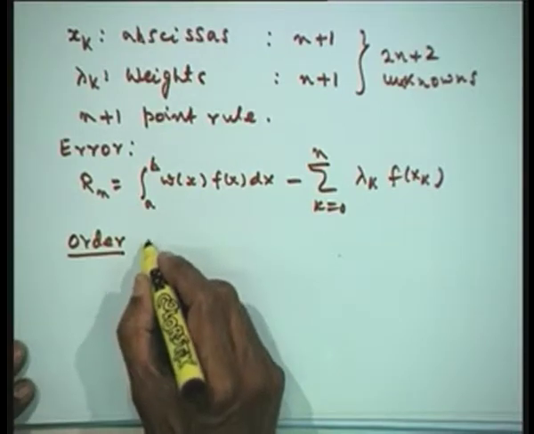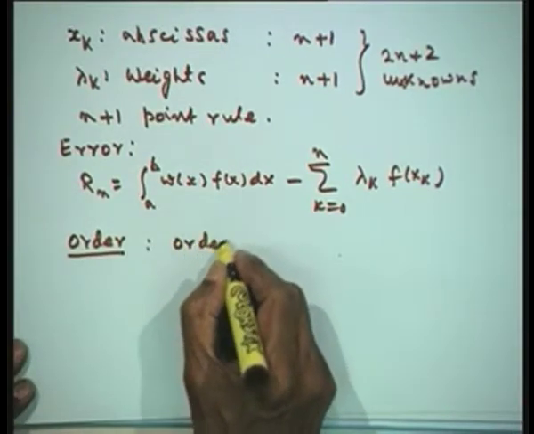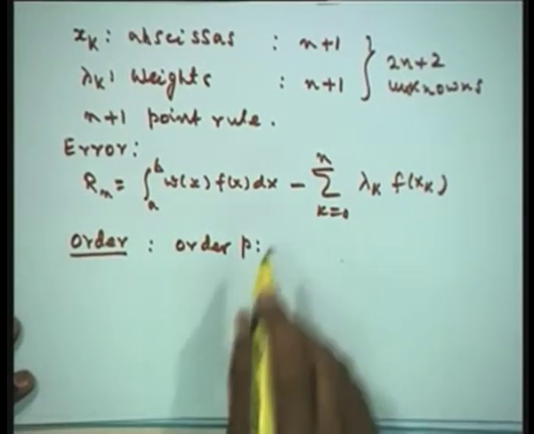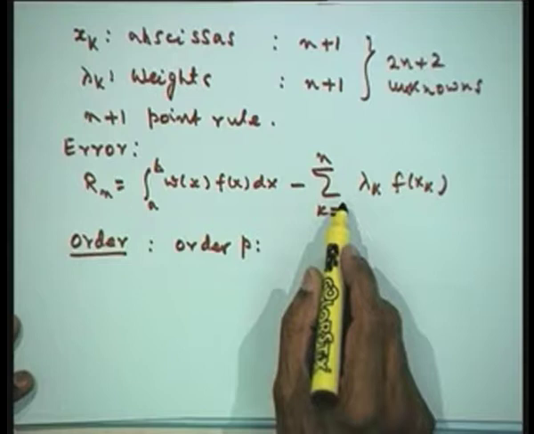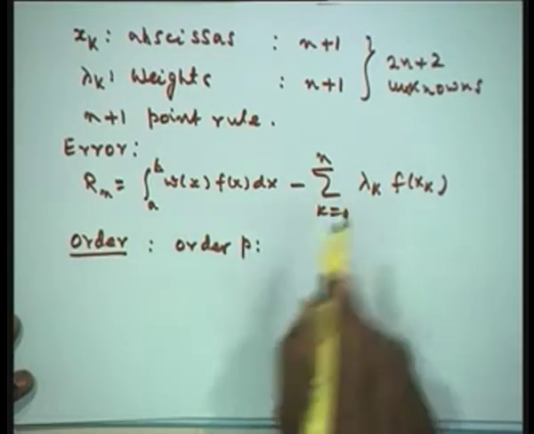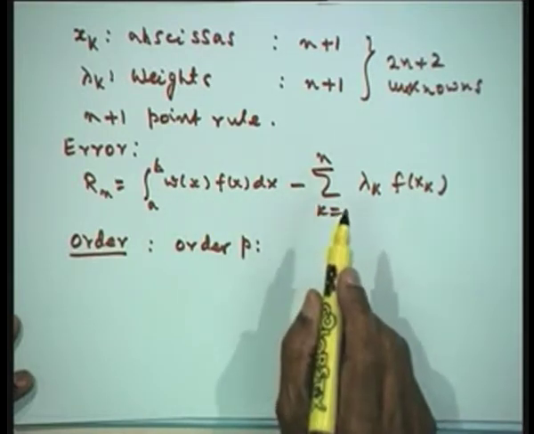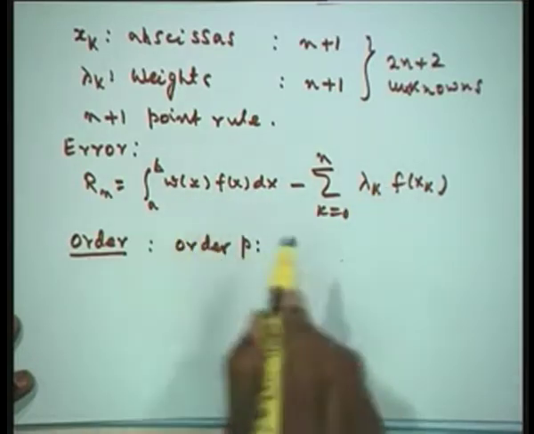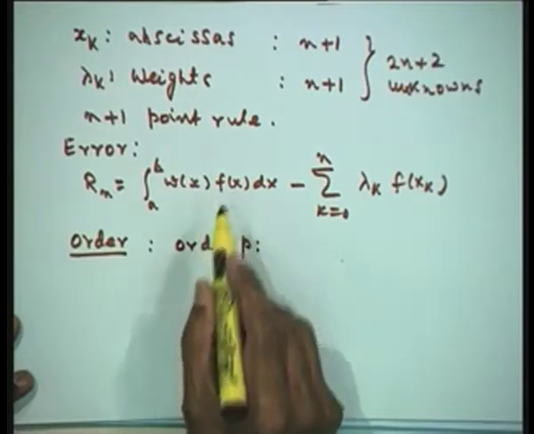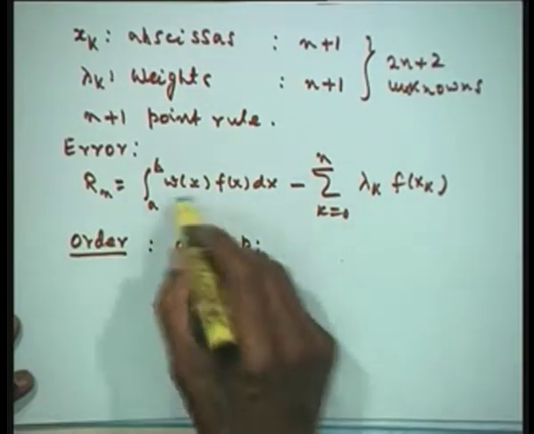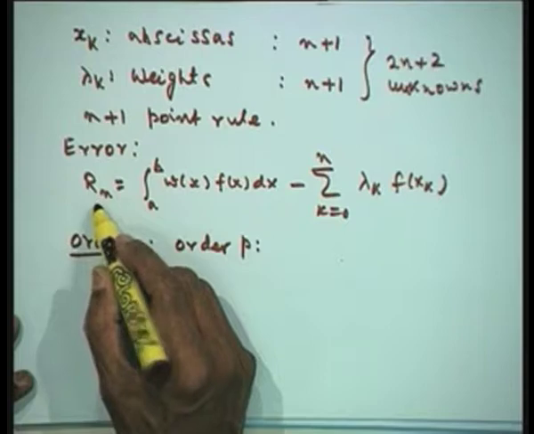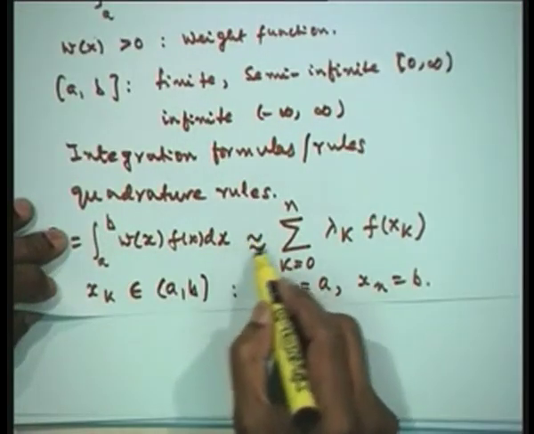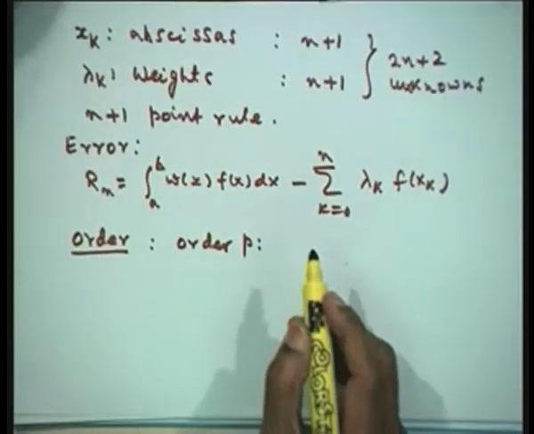So, let us say the order is p, let us say we call it order p. Now, the method will be of order p if this rule integrates exactly polynomials of degree less than or equal to p. So, it must be able to integrate this exactly. If f x happens to be a polynomial of degree less than or equal to p, I substitute here, error would become 0, or this will exactly be an identity, and I will have this is equal to this formula.